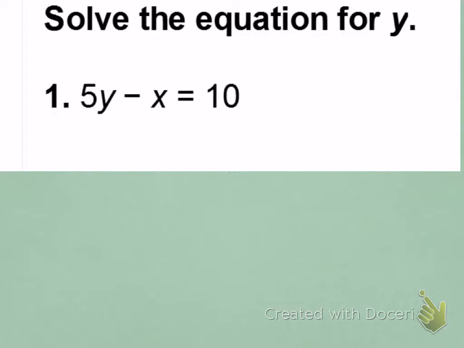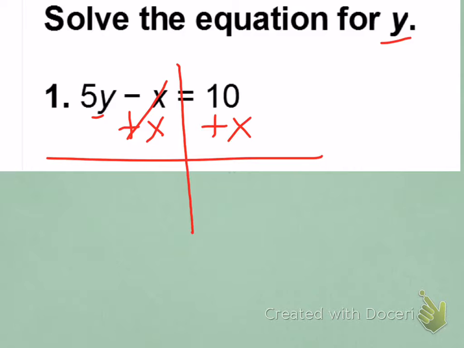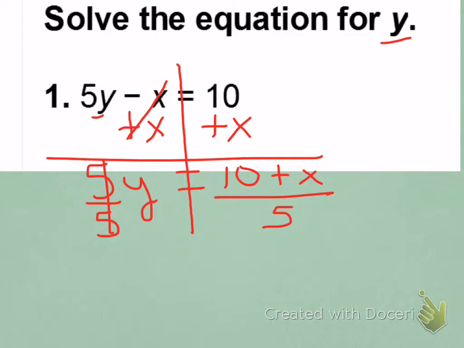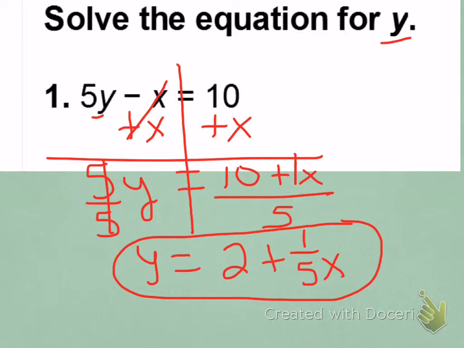Let's try another one. Once again, we're solving the equation for y, so we want to get y by itself. So I'm going to split the equation. The opposite of minus x is plus x. So now I could bring that over to the right side. So I'm left with 5y on the left side and then 10 plus x on the right side. I'm going to divide by 5. So y equals 10 divided by 5 is 2 plus, remember we put a 1 in front of the x, so you could say it's 1/5 x. So y equals 2 plus 1/5 x.